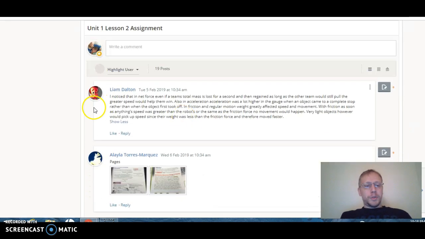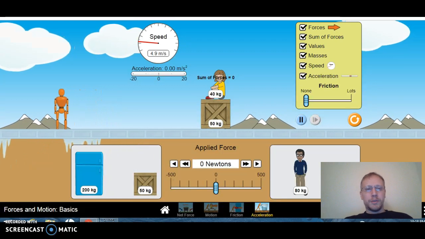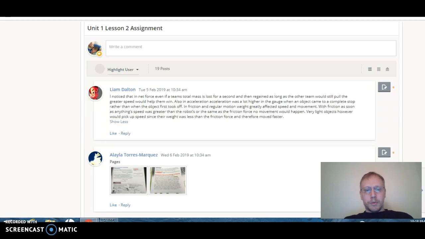So this is one example Liam wrote. I noticed that in net force, even in the team's total mass, and that was one of the other ones that was similar to this one, but a little bit different. But in any case, the team's total mass is lost for the second and then regained as long as the other team was still pulling with greater speed to help them win. Also the acceleration was a lot higher in the gauge when the object came to a complete stop rather than when the object first took off. In friction and regular motion, weight greatly affected speed and movement.